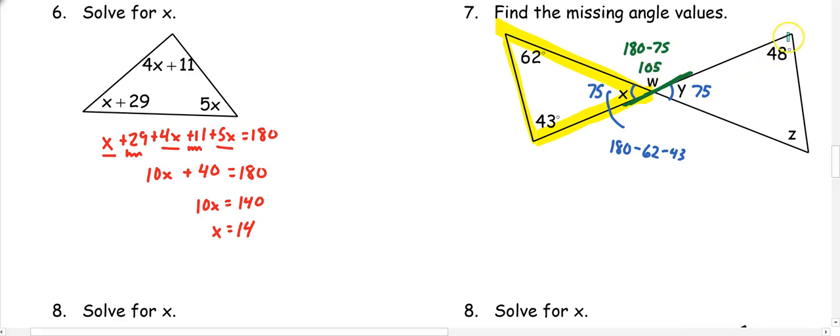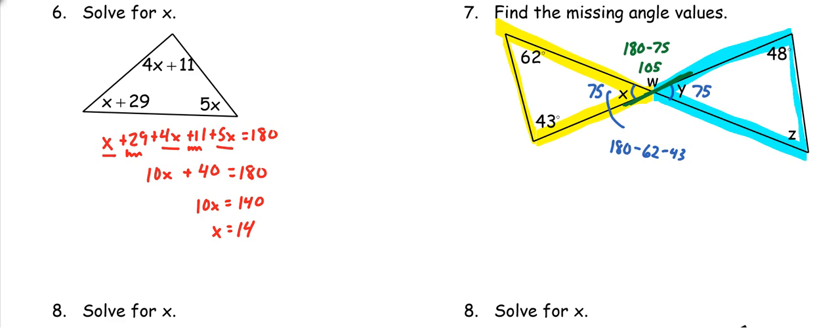Then I can move to my triangle that's on the right and highlight it in blue to get z. To get z, again, I know that my triangles are 180 degrees. So 180 minus 75 minus 48 will get me a measure of 57 degrees for z.